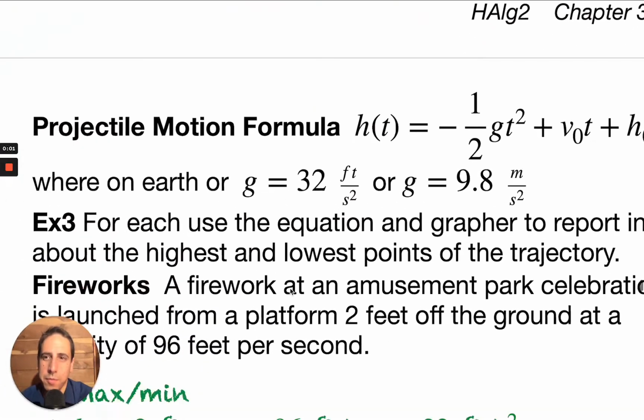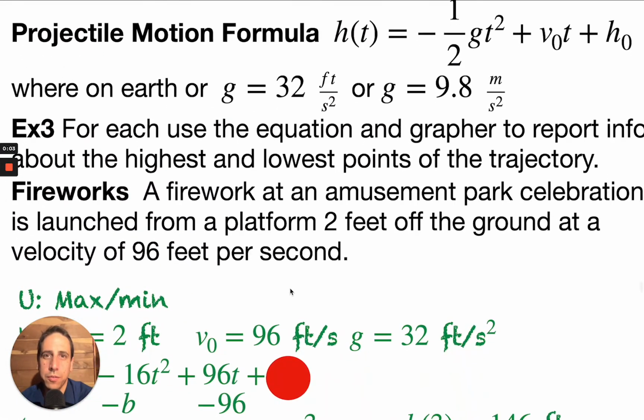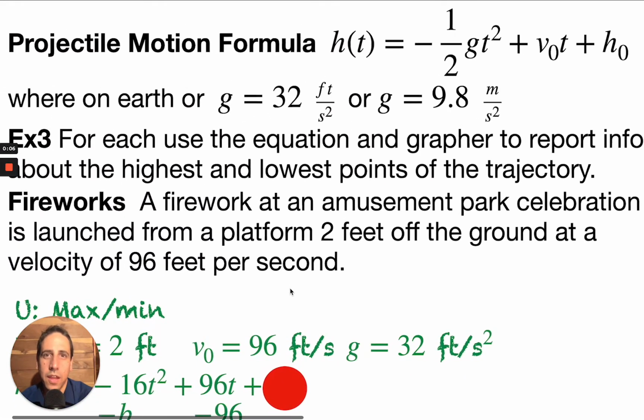All right, on the back page, we've got the projectile motion formula. It is h of t, the height is the output, the input is time. So that's equal to negative 1/2 g times t squared plus v0 times t plus h0, the initial height, initial velocity, and g, the strength of gravity. On Earth, depending on if you're using feet or meters, g is equal to 32 or 9.8.